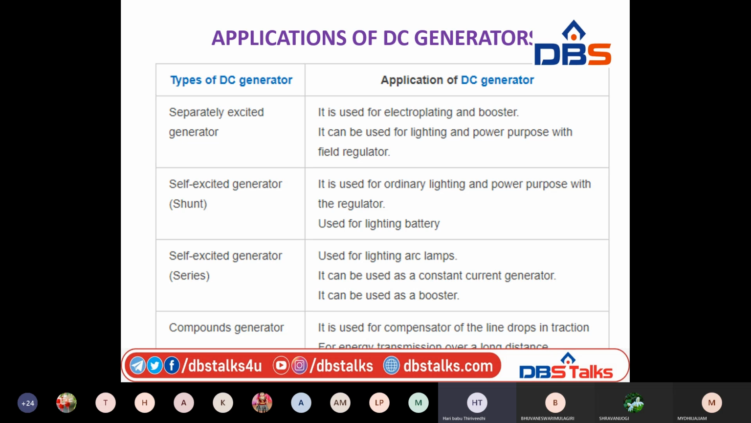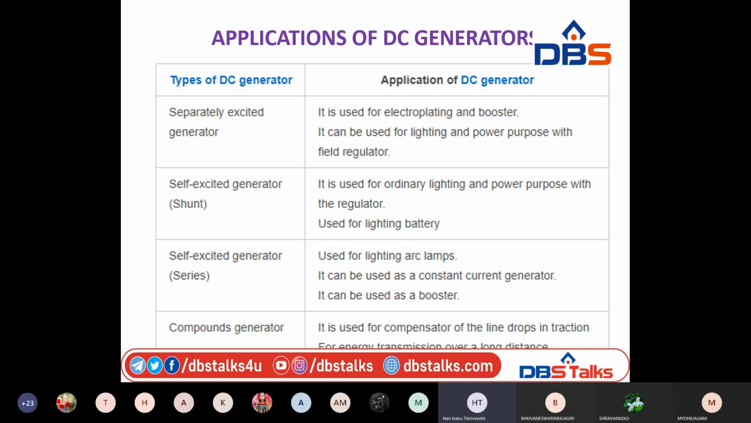Electroplating means arcing, welding, all these things nothing but electroplating. Booster is nothing but to increase the voltage in transmission lines. That is the booster. And it may be utilized in lighting and power purposes.